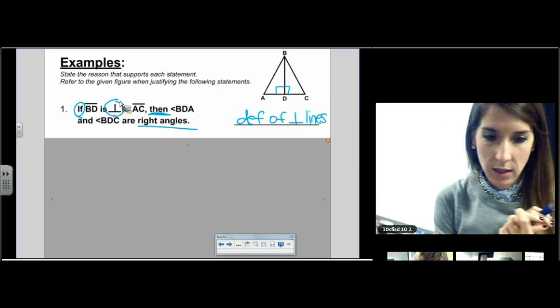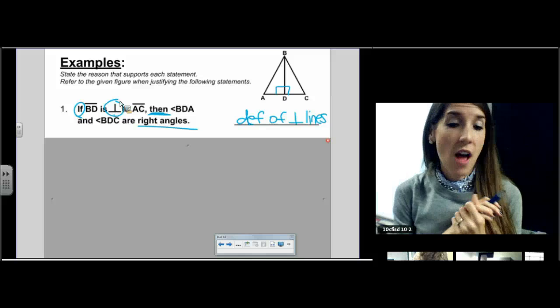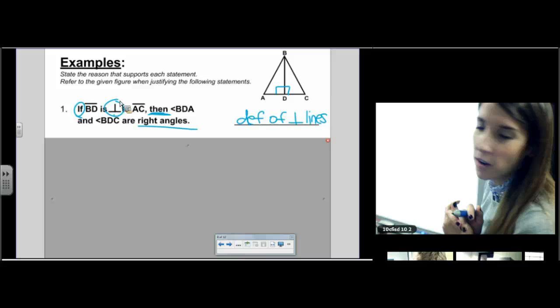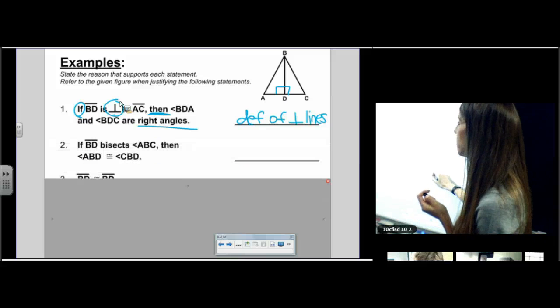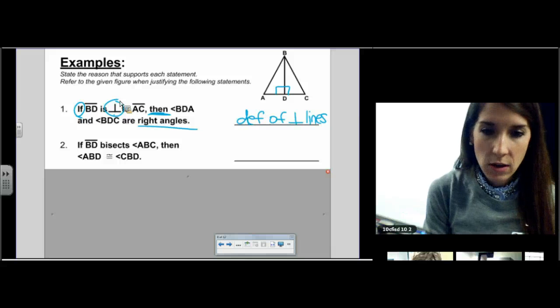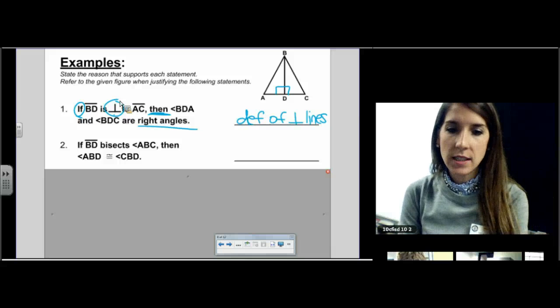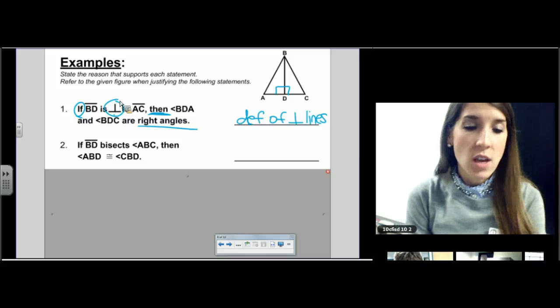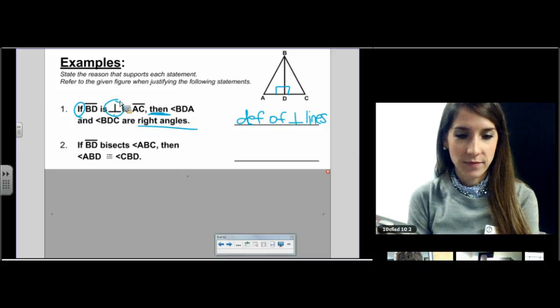Definition of perpendicular lines. We have not learned CPCTC, so don't say it yet. That's tomorrow, or that's Wednesday actually. If BD bisects angle ABC, then angle ABD is congruent to angle CBD. We know it's true. You're not going to put true or false. You just need to say why.